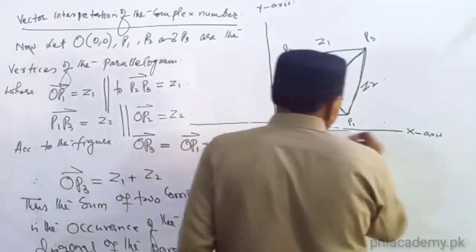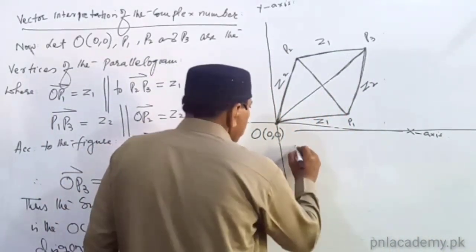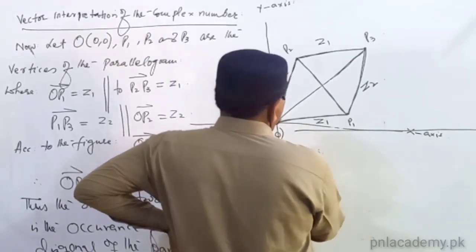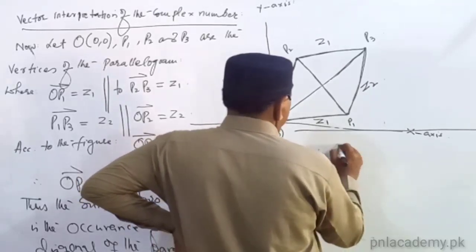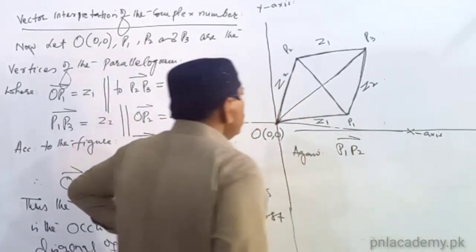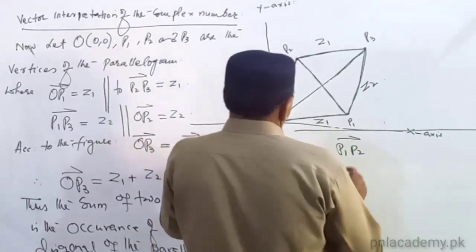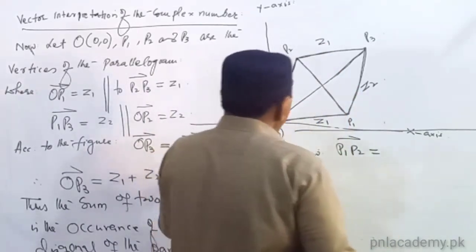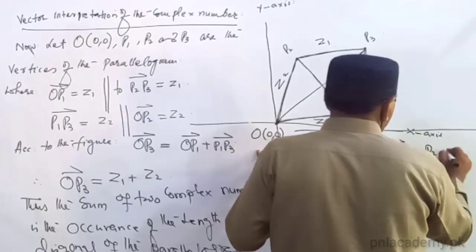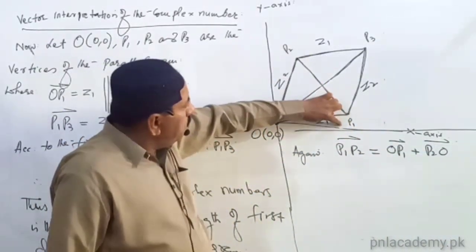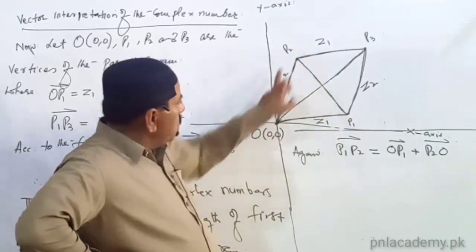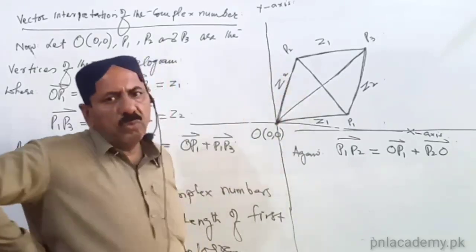Again, P1P2 is equal to OP1 plus P2O. P1 to P2 is equal to O to P1 and P2O, or P1O plus OP2. This is the condition.